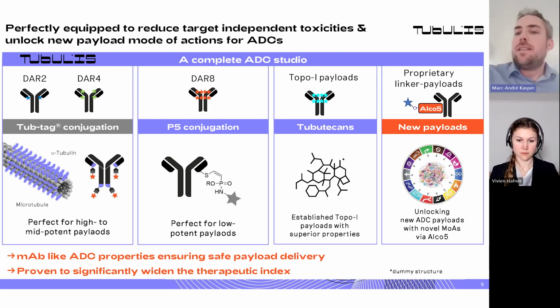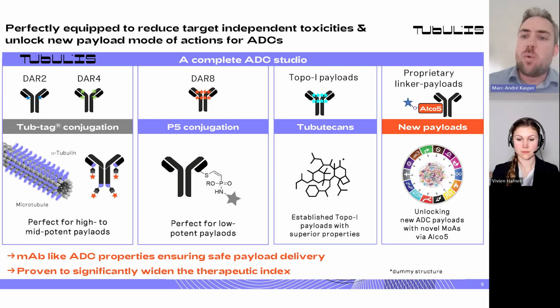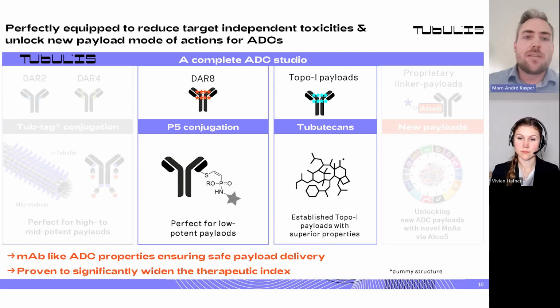And we are also interested in the payload. So what do we actually deliver to kill the cancer cell in the end? And here we have a strong focus on topoisomerase 1 inhibitors, but we also want to look beyond this. And this is especially the focus of my team, to think about new linker payloads. But for today, let's focus on P5 in combination with tubutican, or with topoisomerase 1 payloads. This is how we call them.